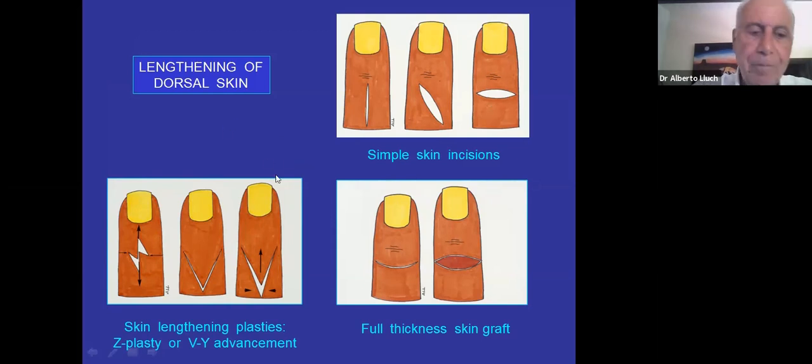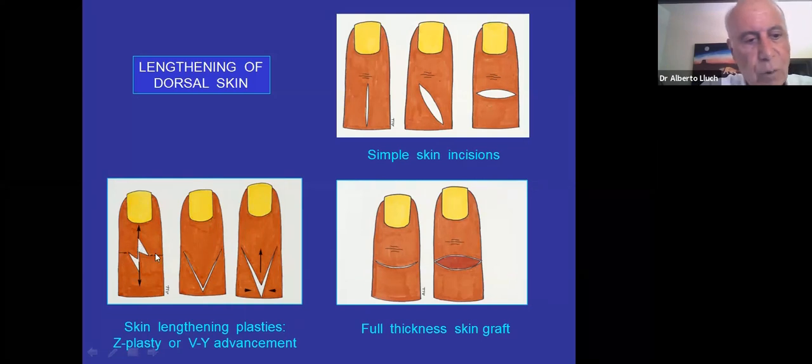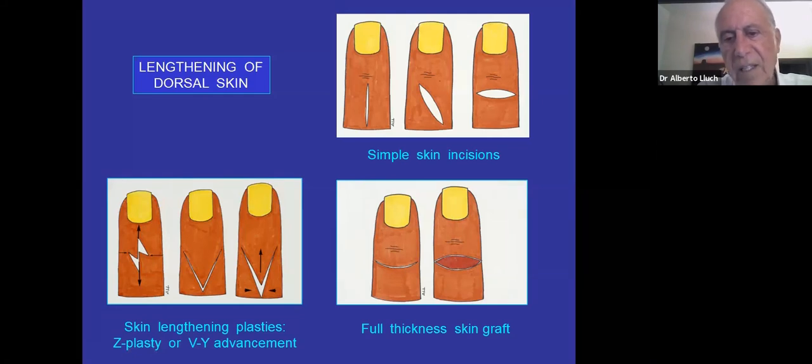So what can we do then? We can do a Z-plasty lengthening. We cannot do a traditional Z-plasty because we don't have enough skin from the sides to provide the flaps to move and gain extension. We can do a VY advancement, but the same problem: we don't have enough skin to close this gap here. And preferably, myself, if you have long, very severe boutonniere deformities with a lot of extension of the DIP joint, I prefer to use a full thickness skin graft.